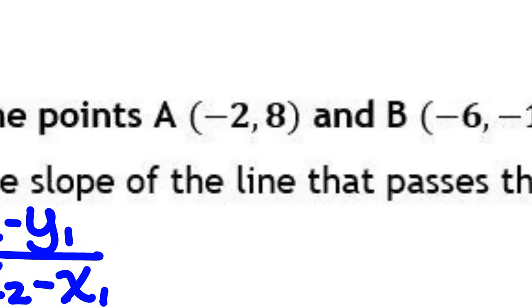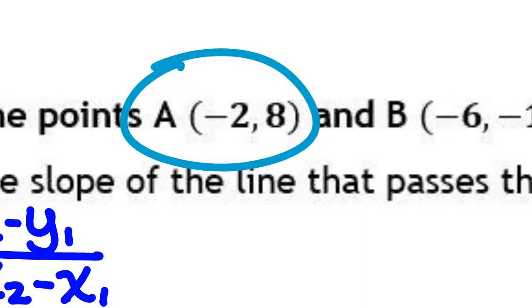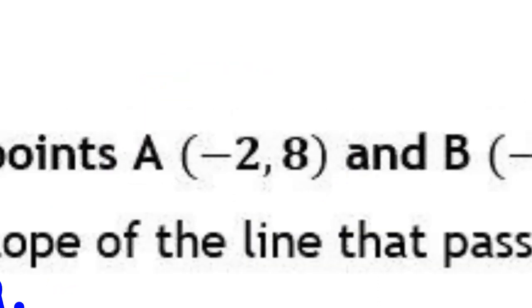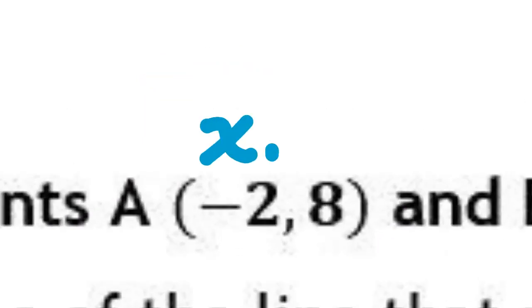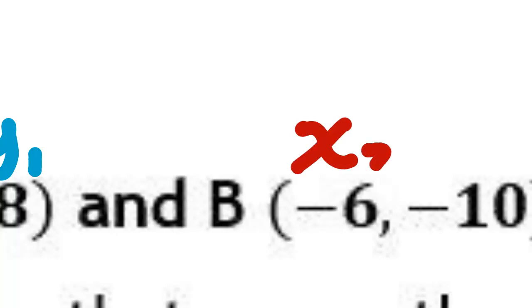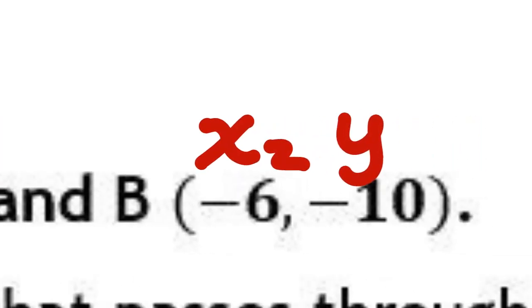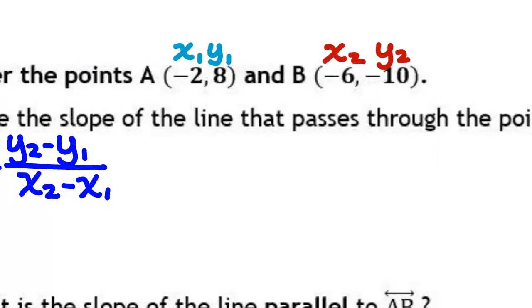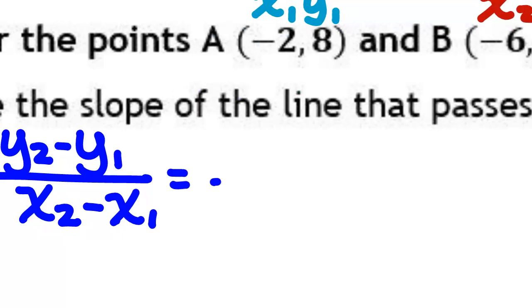Yes, you have to pick one of your points to be point 1 and the other one to be point 2. It doesn't matter which is which, but you have to stick with your decision. If you decide that point A is point 1, then you have x1 and y1 here. So I'm going to let A be my x1, y1. And I'm going to let B be my x2, y2. And then we're going to substitute in here.